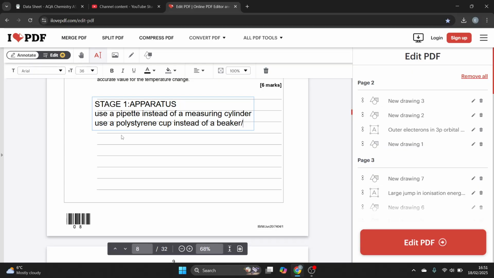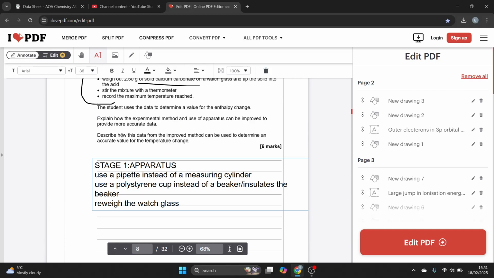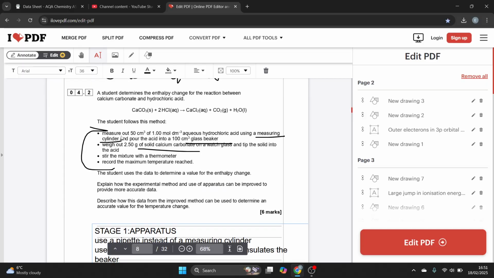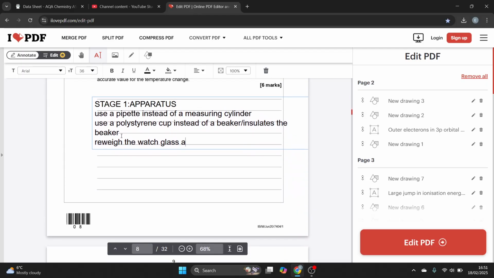And why do we do that? As it insulates the beaker. Reweigh the watch glass after adding the solid. Didn't say that part, so reweigh it after adding the solid. And then the final one, use powdered solid. Maybe the one that's probably not talked about as much, use powdered solid. It doesn't say it's powdered solid.